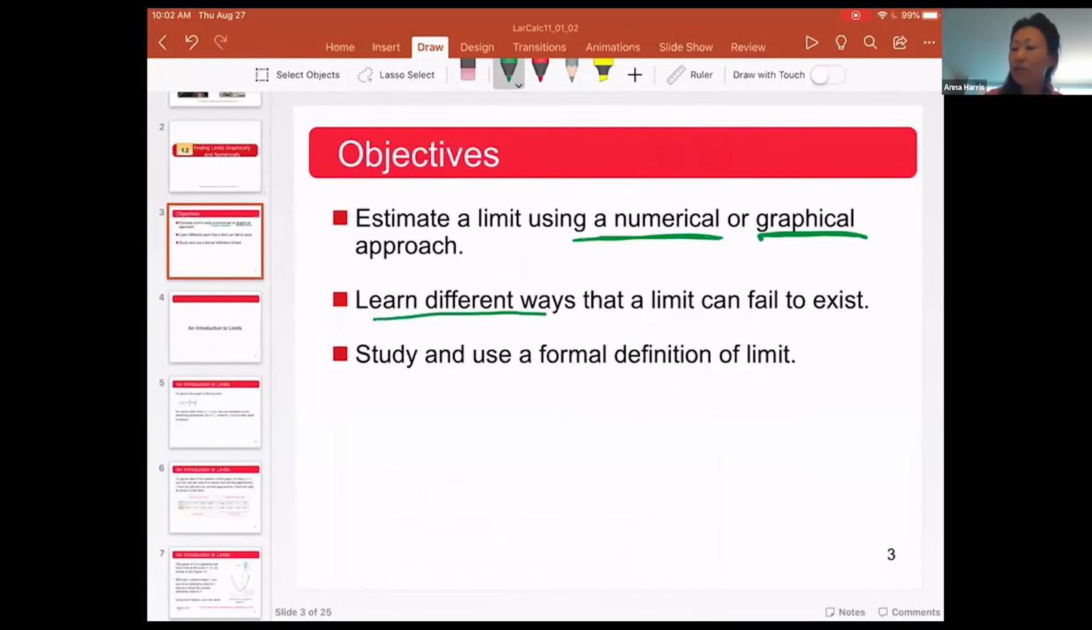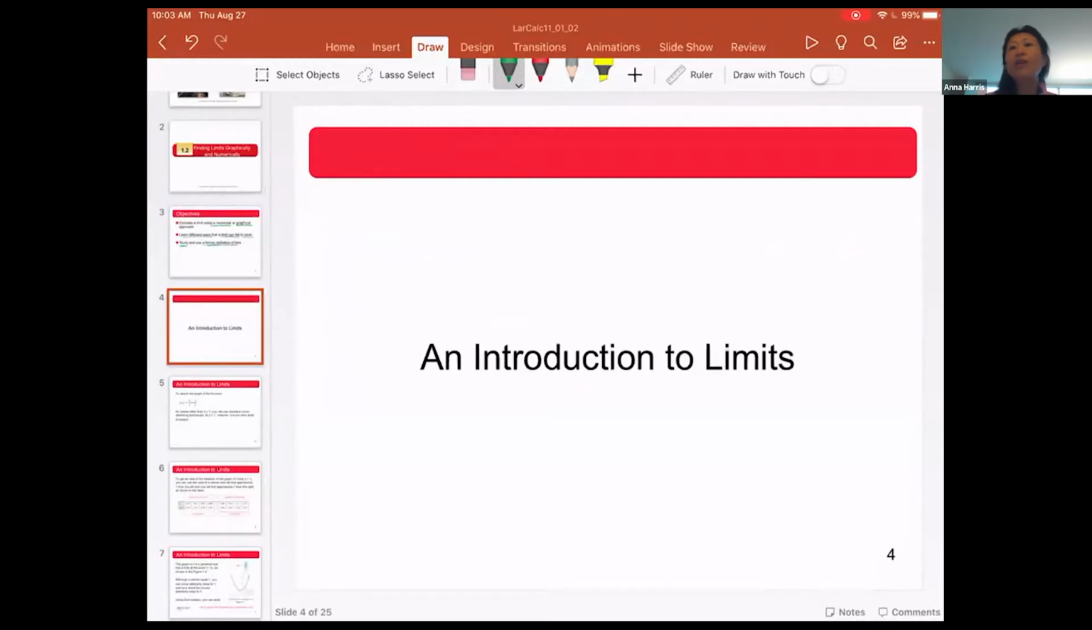And learn different ways that a limit can fail or exist. Sometimes we do have a limit, sometimes we don't, so we're going to talk about that. We're going to study and use the formal definition of a limit also. That's for a little bit later. Okay, introduction to limit.